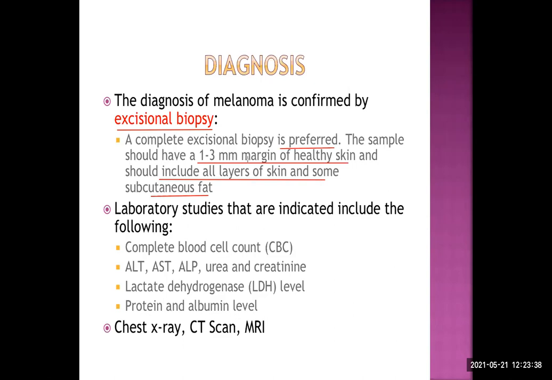And 1 to 3 millimeter of the margin is taken to know how wide the involvement is. Remember, there are two types of growth. One is called radial growth, another is called vertical growth. So we need to know both of those. That's why this type of excisional biopsy is taken.